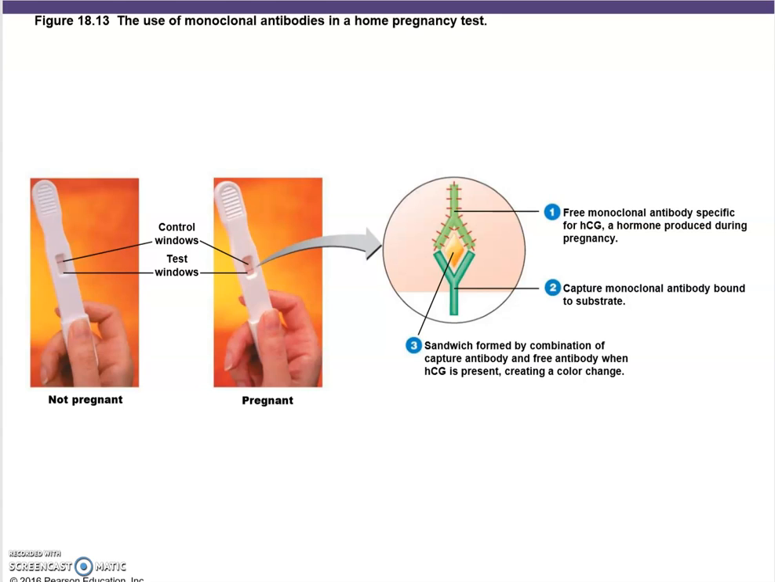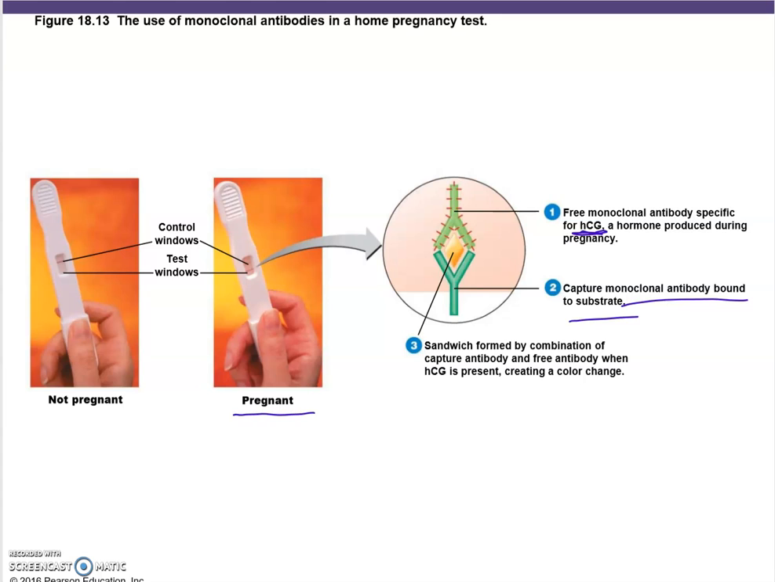The example here is the pregnancy test, and so basically you're using monoclonal antibodies against human chorionic gonadotropin, HCG. That's a hormone that's only present in pregnancy, and if the antibody finds that target, finds the HCG, so the monoclonal antibody is bound to the substrate here, then you form the sandwich, and then you can form a color reaction, and you will see.